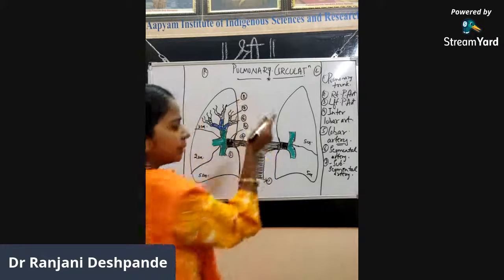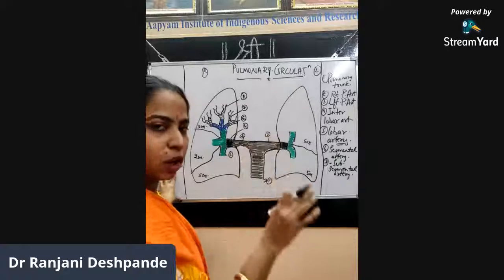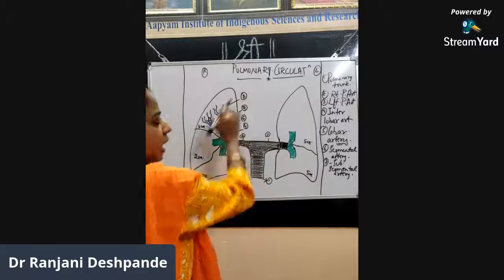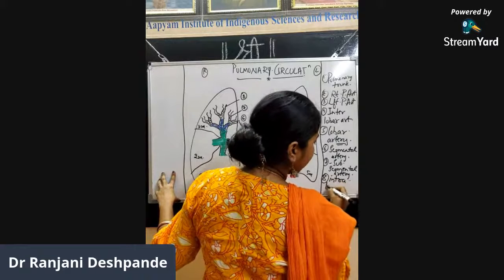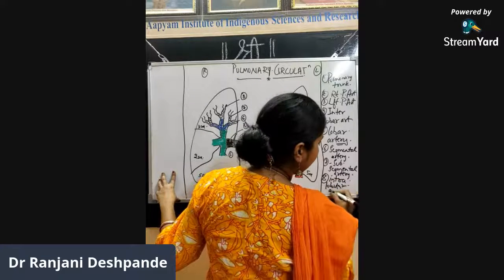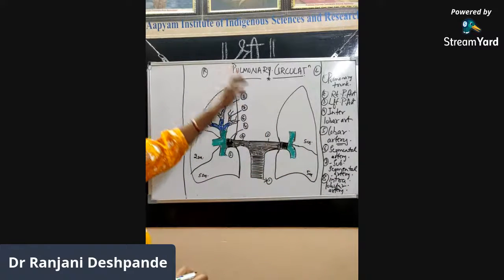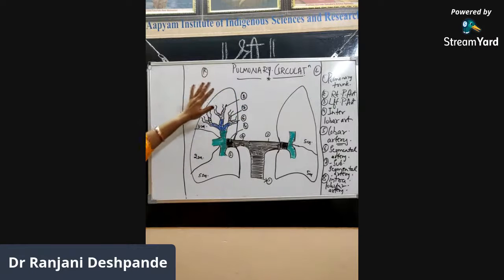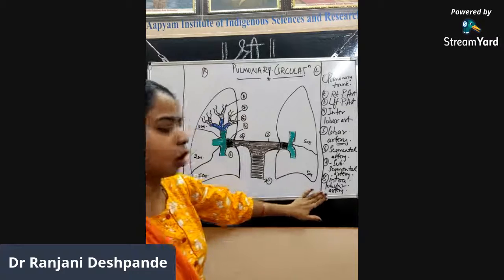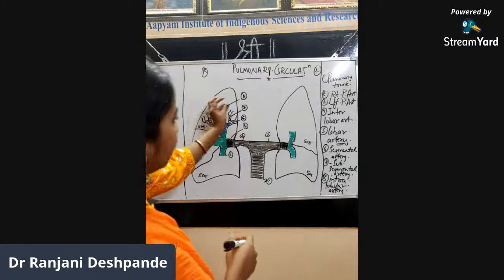Okay, so they will be entering into the lung lobules. What is that pulmonary lobule? We will see it later. So these are called as the intralobular artery. So that will be going into the lobules of the lung.